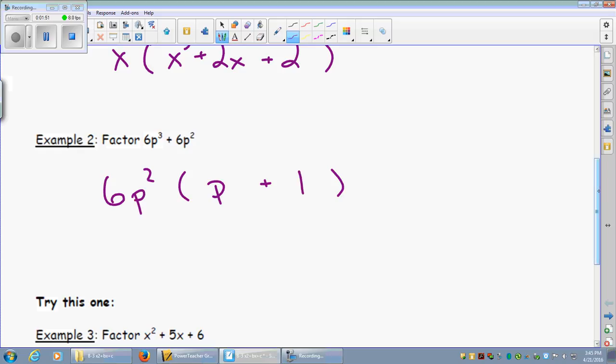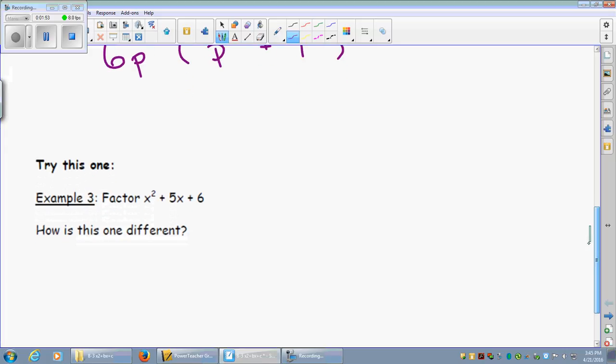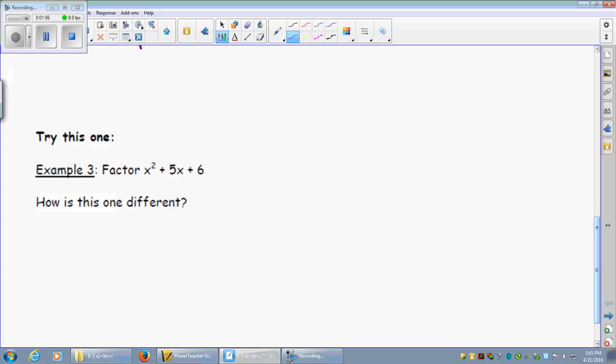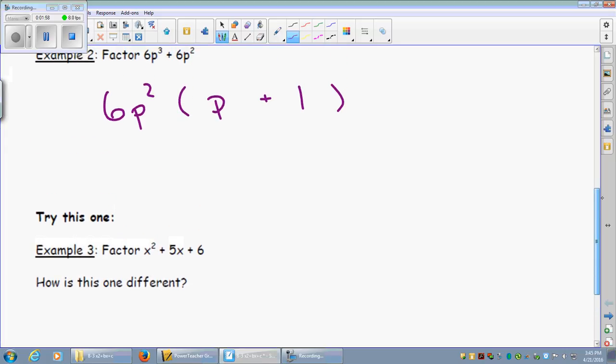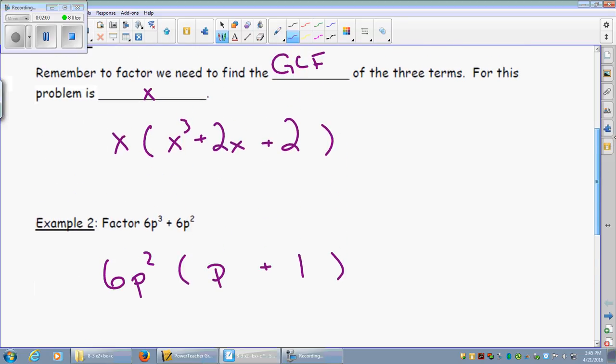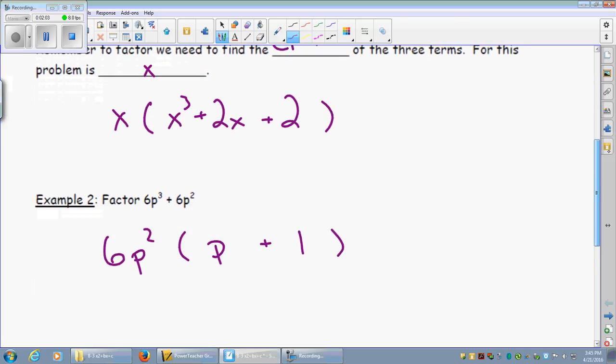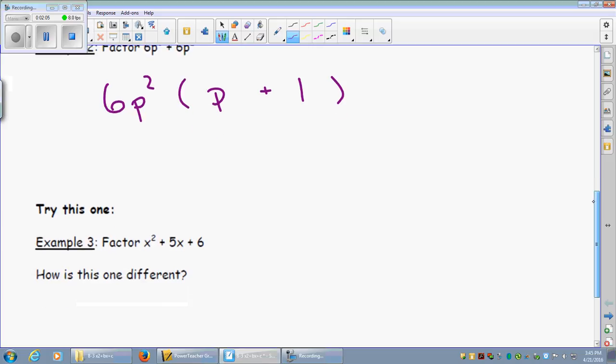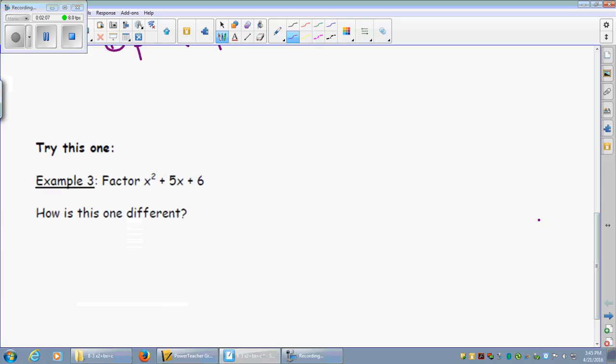All right? What's different with example 3, though? So take a look at it for a second. See if you can figure out what's different between example 3 and maybe like example 1. Hopefully you've noticed that this one doesn't have an x. And there's no number that I can pull out of each one of them, so the GCF of these 3 things is 1. So when this is the case, we're going to do something a little bit differently today.